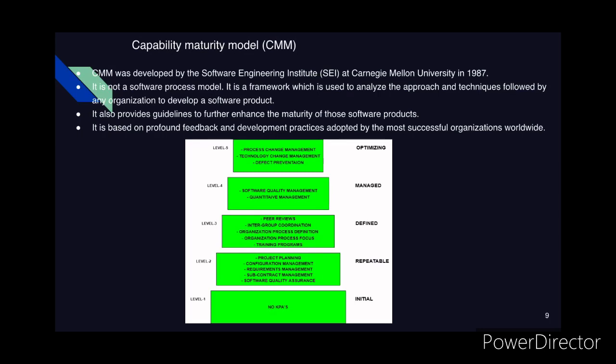Now, in process change management, it focuses on the continuous improvement of the organization's software process to improve productivity, quality, and cycle time for the software product. The next is technology change management. It consists of identification and use of new technologies to improve product quality and also decrease the product development time.